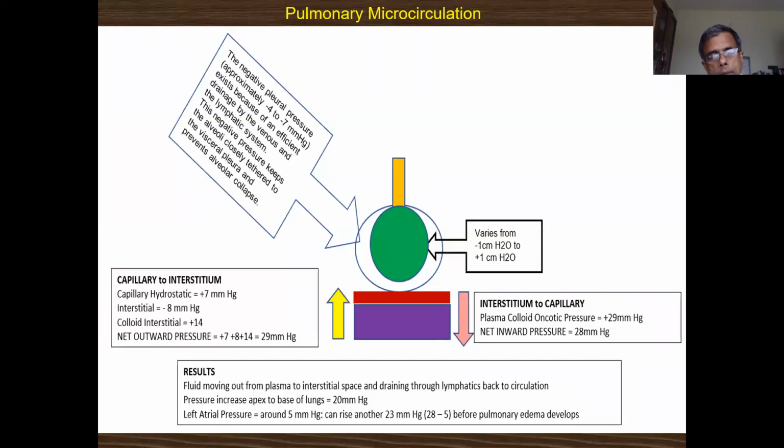And remember, the lung at the microcirculation level has alveoli. The pressure varies between -1 to +1 centimeter. The interstitium has fluid, which has a basic driving pressure of about 1 millimeter mercury. And this is rapidly cleared by the good lymphatics available in the lungs. So the alveoli are kept dry.